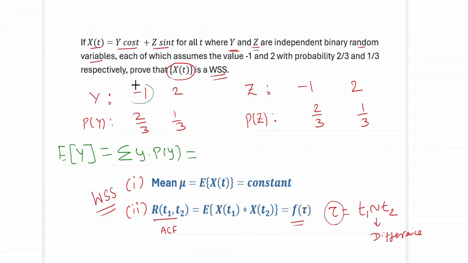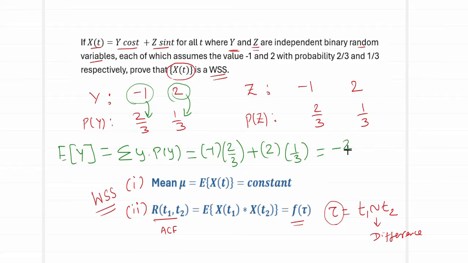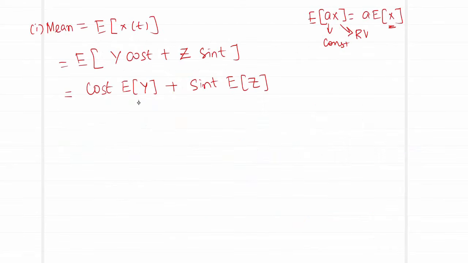The first value taken by y will be equal to minus 1 and the corresponding probability of y will be 2 by 3 plus, because we have a summation, the second value taken by y is going to be 2 and the corresponding probability of y will be equal to 1 by 3. So this gives me minus 2 by 3 plus 2 by 3 which is equal to 0. Therefore, what I have found now, E of y happens to be equal to 0. So go substitute E of y as 0.